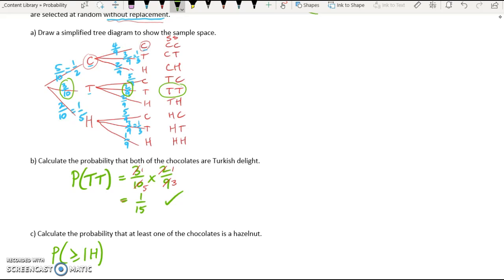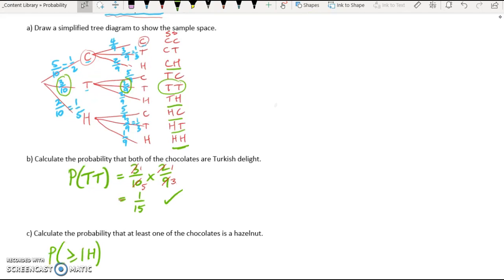hazelnut. So hazelnut, hazelnut, that's at least 1, that's 2, so that's counted. Hazelnut and Turkish Delight is 1. Hazelnut and Caramello is 1. Turkish Delight and hazelnut, and the last one is up here, the Caramello first, then hazelnut.